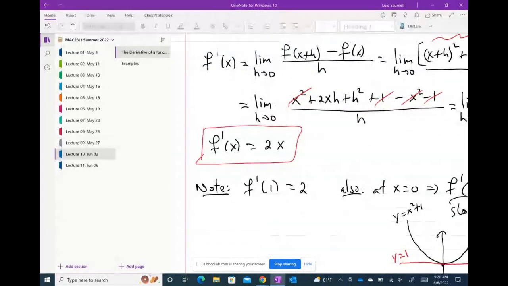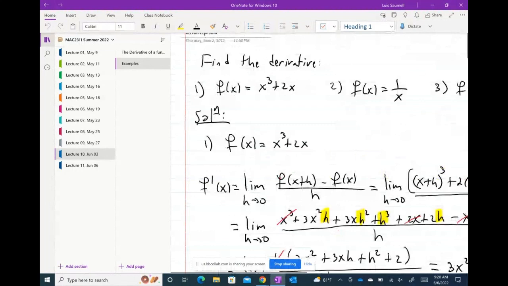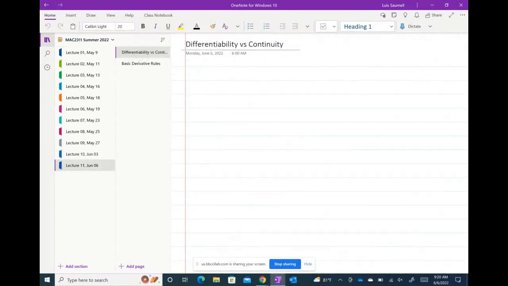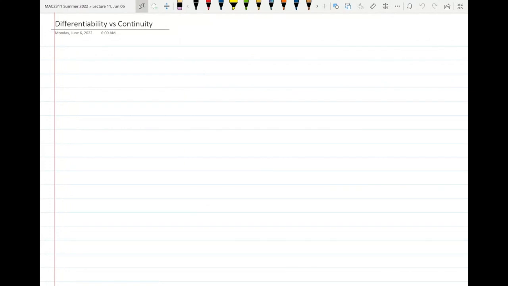All right. So I did some examples. Let's do 2 more, and then let's talk about this relationship. Is there a relationship between differentiability and continuity? We define what differentiability is and all of that. But before we do that, let me just remind you of the definition here.